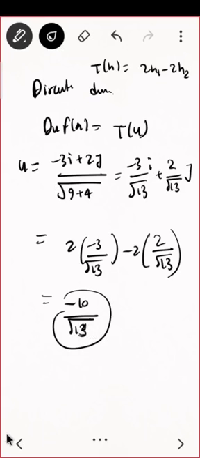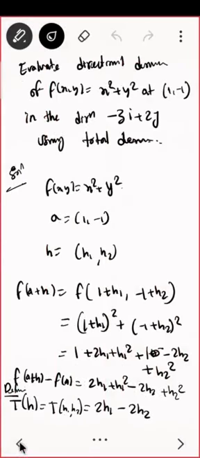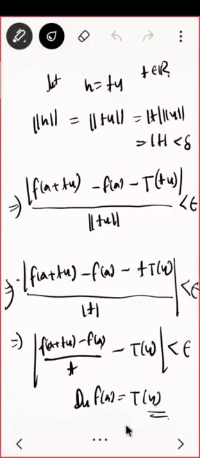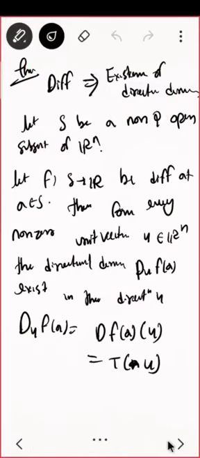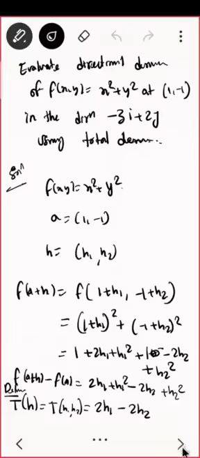So do you see how we found the directional derivative? Using the total derivative. Now the next thing: what did we do in this theorem's proof? What was our motto? Our motto was to prove that every continuous function need not be differentiable. So we gave that example, f of x equal to square root of x square plus y square. Now we will prove that.